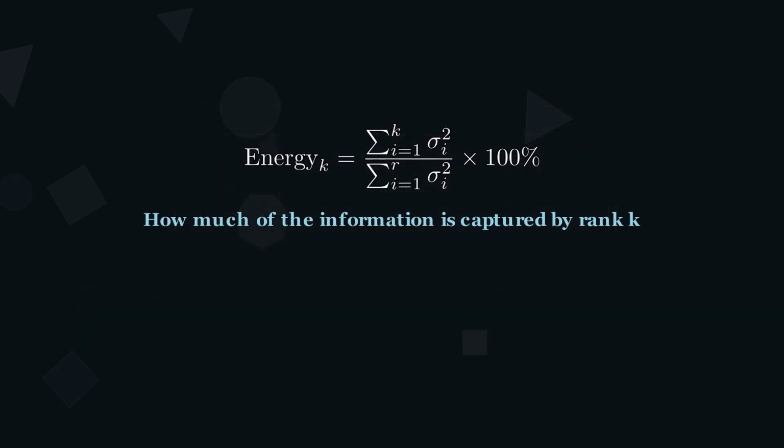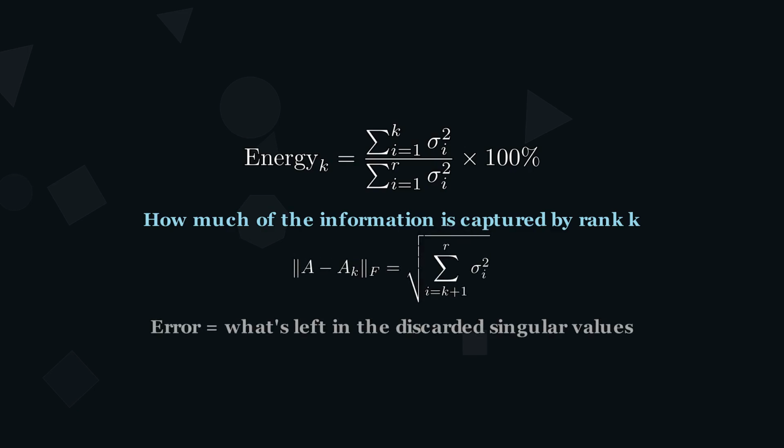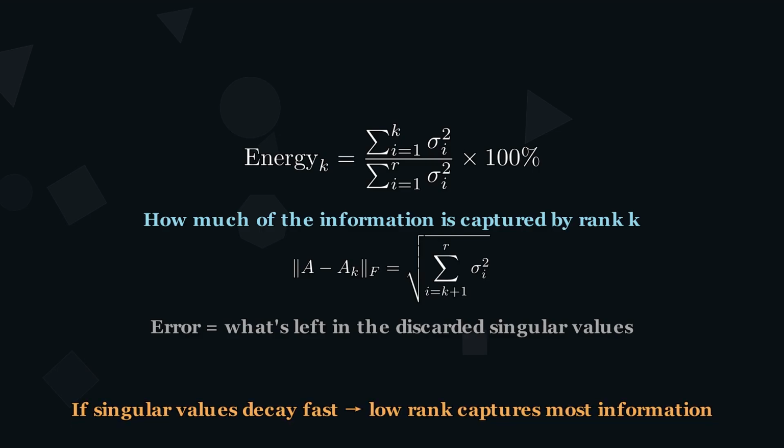We can measure exactly how much information a rank k approximation captures. It's the ratio of the squared singular values you keep to the total. And the error? It's simply the square root of what you threw away. Here's the key insight. In real-world data, singular values often decay rapidly. That means a small number of components captures the vast majority of the information.